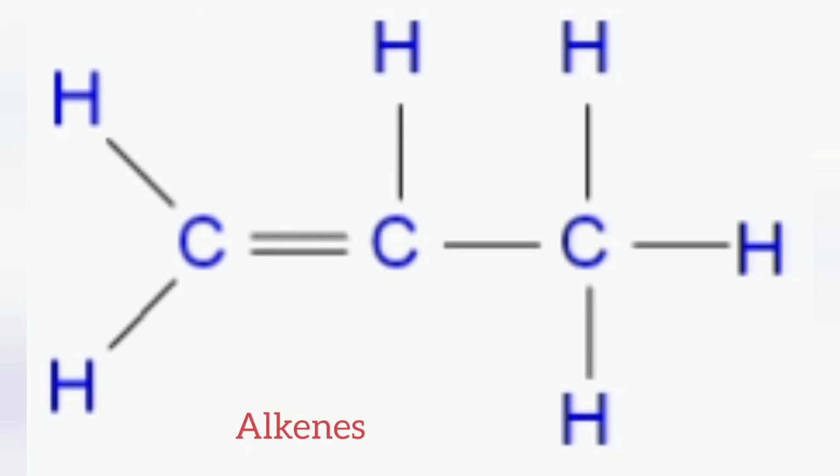And the second combination that we'll be learning about today is alkenes. Alkenes are almost the same as alkanes, however they have a double bond. That's why we can see two lines next to the first and the second carbon. In fact, between those two carbons.